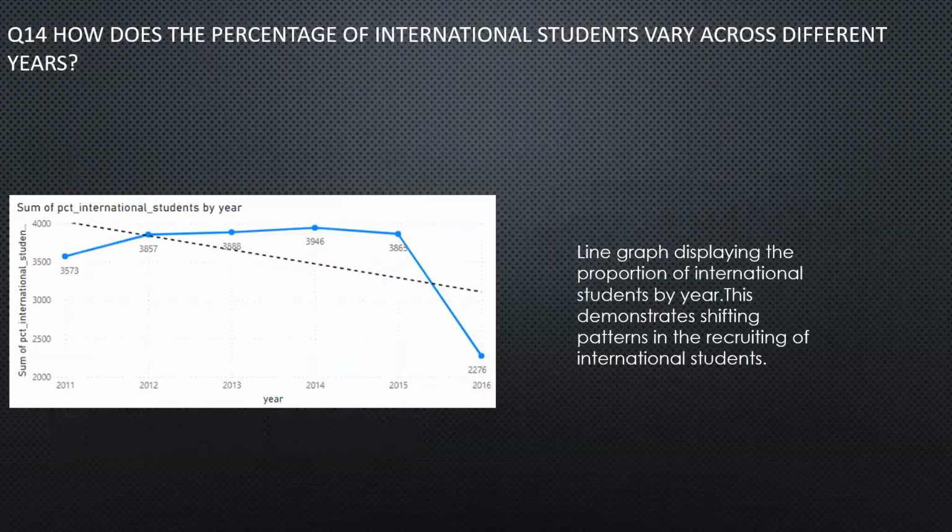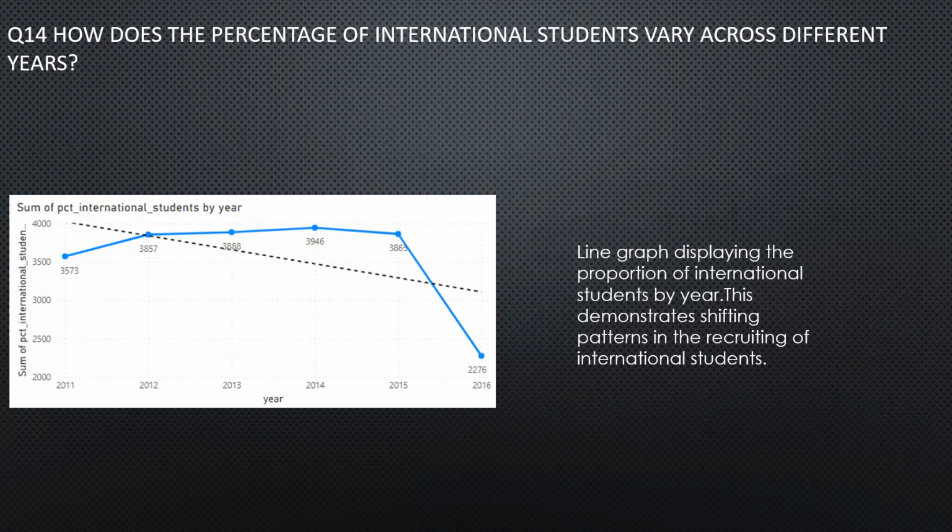Moving on to the next one, how does the percentage of international students vary across different years? So, utilizing the trend in the number of international students in universities over multiple years, a rise can be noted in the number of international students between the years 2010 to 2015.